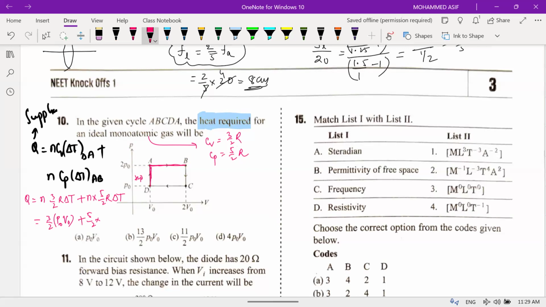From A to B, pressure will be 2P naught, and volume goes from V naught to 2V naught, so the change in volume is 2V naught minus V naught, which is V naught. Again, these twos will get cancelled. Clear? So this value will be 3 by 2 times P naught V naught plus 5 times P naught V naught. Simplify it and we will get the answer.